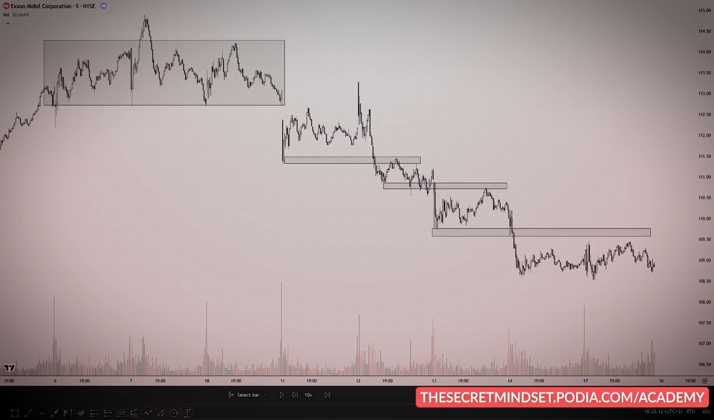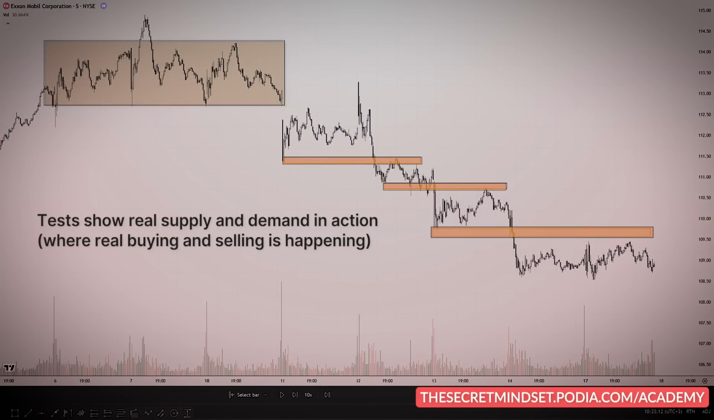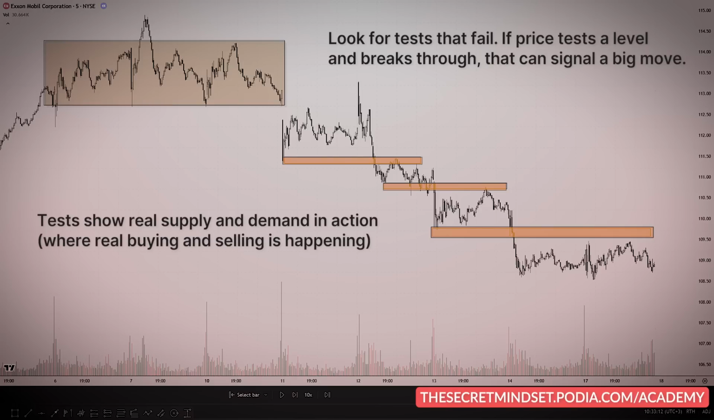Tests are powerful because they show real supply and demand in action. They're not just lines on a chart. They show where real buying and selling is happening. Here's a pro tip. Look for tests that fail. If price tests a level and breaks through, that can signal a big move. It means the previous support or resistance isn't working anymore.